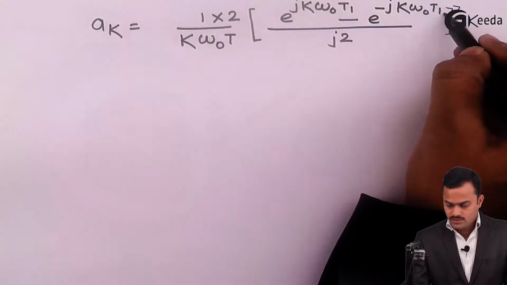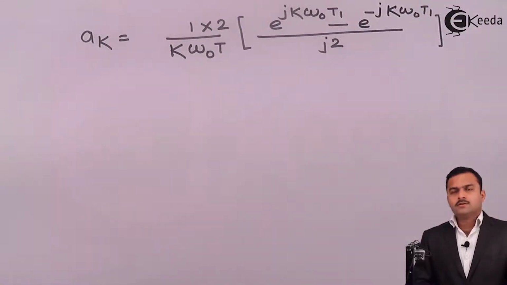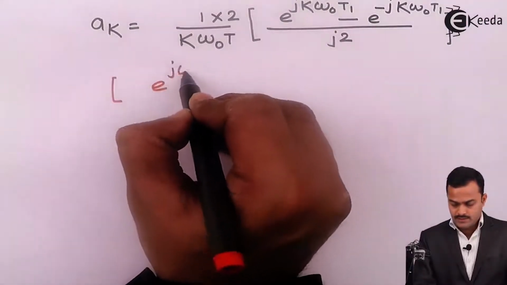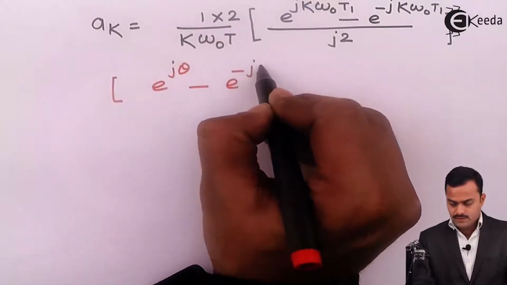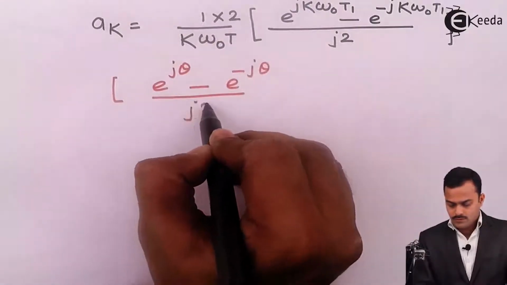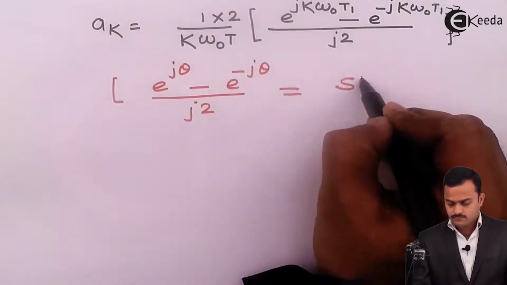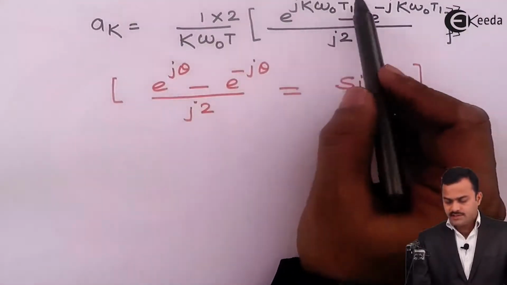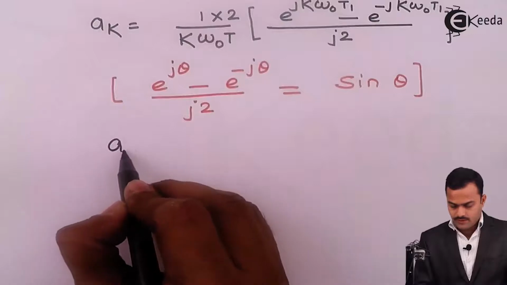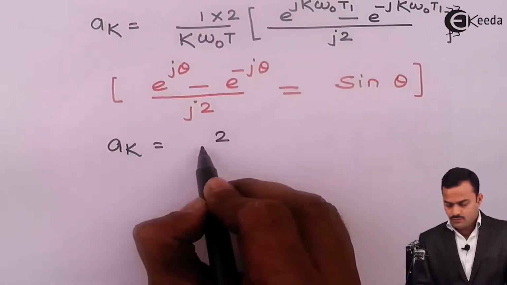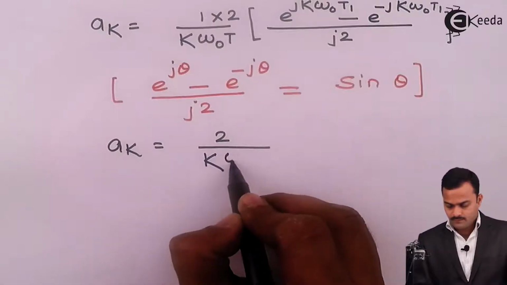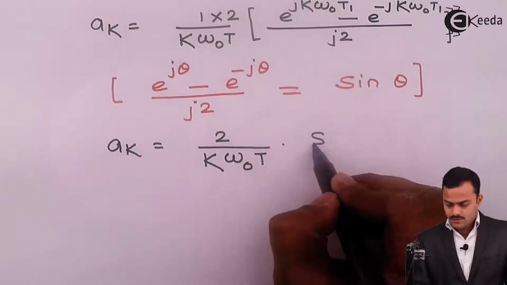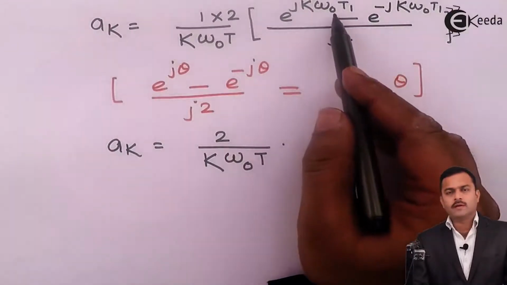upon j2. So we know by Euler's identity, e raised to j theta minus e raised to minus j theta upon j2 is nothing but sin theta. So here this term is theta. So I can say now ak is nothing but 2 upon k omega 0 t multiplied by sin theta, where theta is k omega 0 t1.